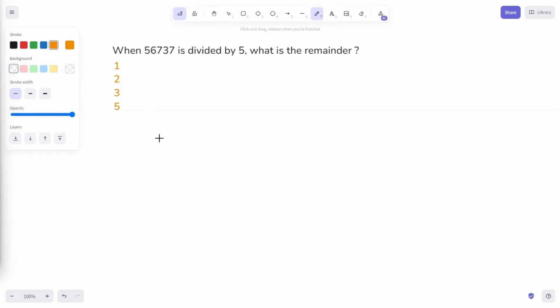Okay. So we will simply divide the unit digit of the number, which is 7, by 5. 7 divided by 5, it will become 1 and 5. So our remainder is 2. So without any hesitation, we can tick the second option, 2. Okay. So our remainder will be 2.